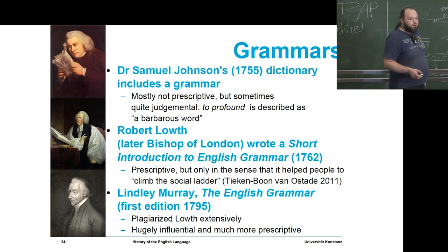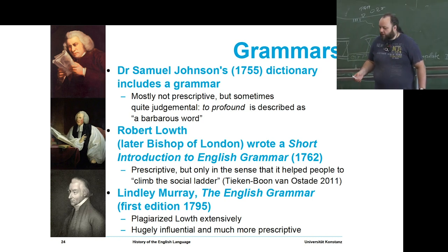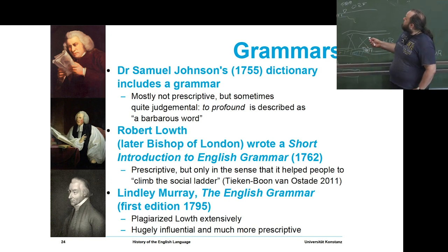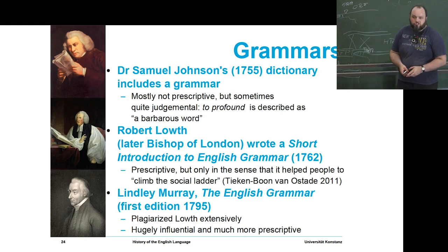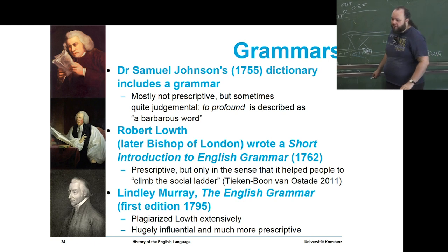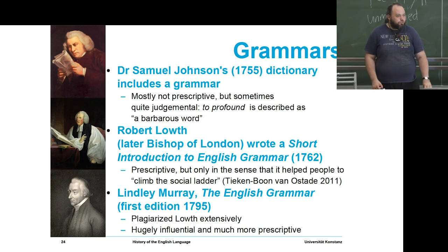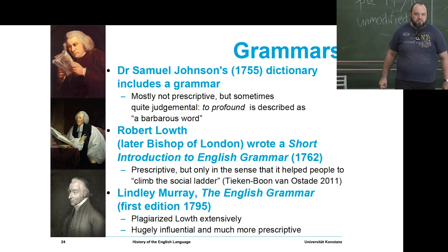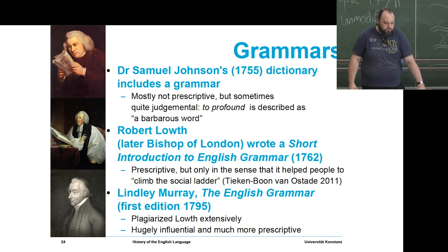Lowth, interestingly, even though Lowth himself was arguably not as prescriptivist as has traditionally been claimed, his follower Lindley Murray was, and that's him down here. Lindley Murray writes an English grammar in 1795. I should put "writes" in scare quotes, because actually Lindley Murray's English grammar is basically just loads of stuff copied out of Lowth's grammar. Copyright wasn't so much of a big deal in the 18th century, and Murray basically just rips off Lowth really, really extensively.